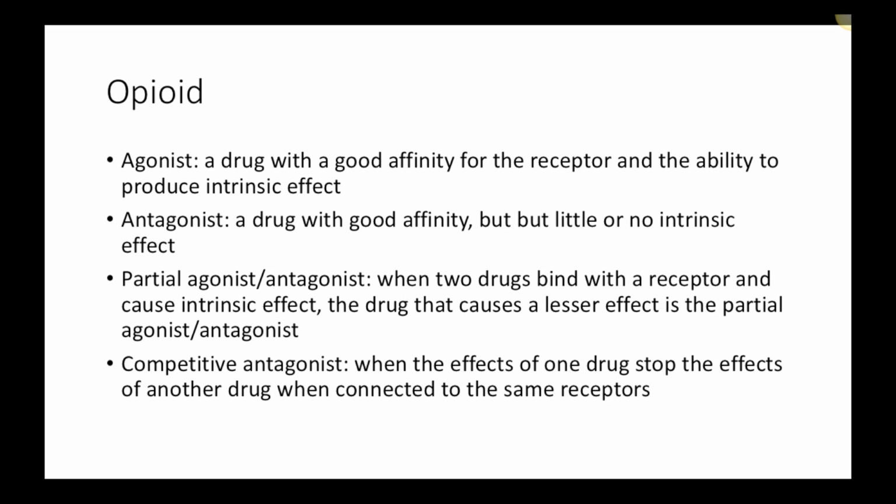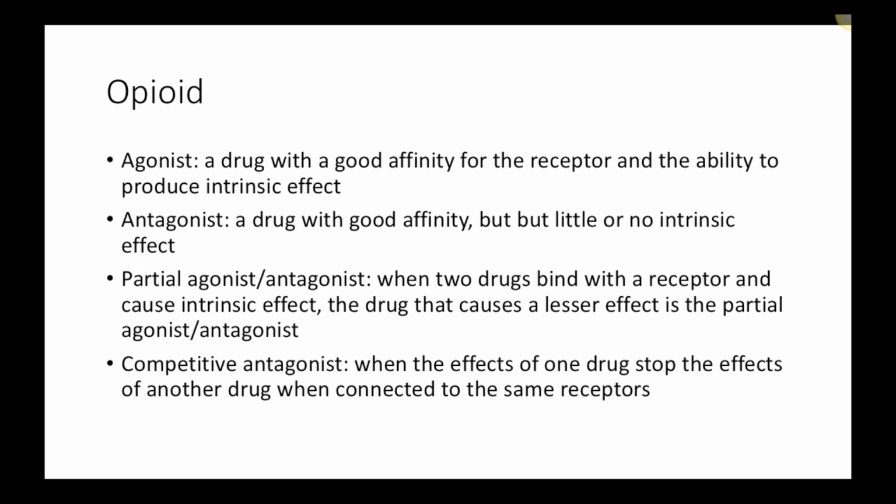So an agonist is a drug with good affinity for the receptor, i.e. it fits with the receptor. It's like that missing puzzle piece. It fits the receptor perfectly, and has the ability to produce an intrinsic effect on the cell. When it fits, the cell takes in all that benefit and drawback of the opioid, and it actually has an effect on the cell. An antagonist is a drug with good affinity, so it fits, it's that missing puzzle piece, but has little or no intrinsic effect. It might just fit the opioid receptor and then do nothing, which we'll talk about later because they're really important.